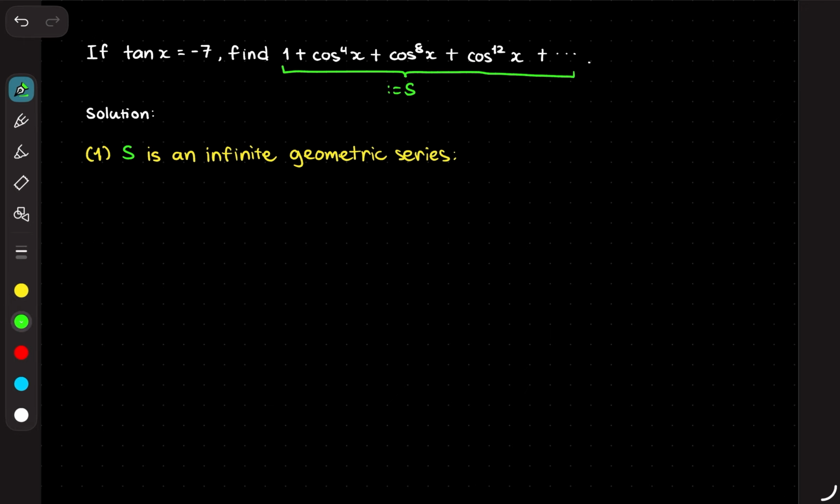Indeed, observe that. So let's write here S. Take note that we can write this as 1 plus cosine x raised to 4. Then take note that the 8 here, cosine x raised to 8, we can write that one as cosine x raised to 4 squared. And then the same goes for cosine x raised to 12. We can write it as the following.